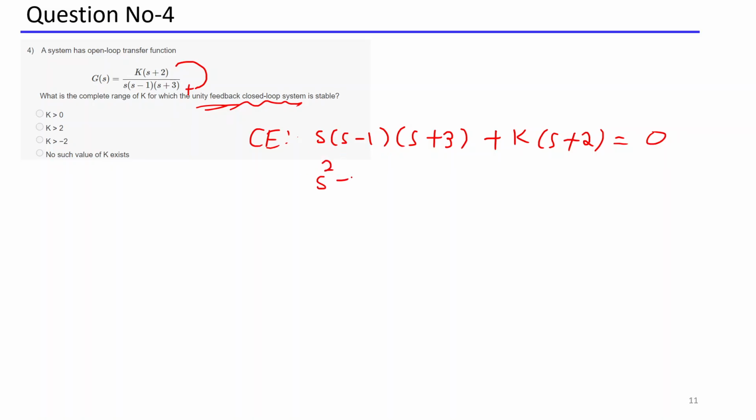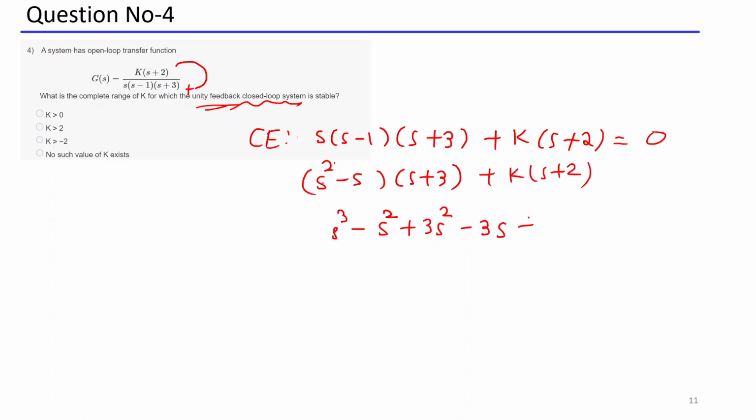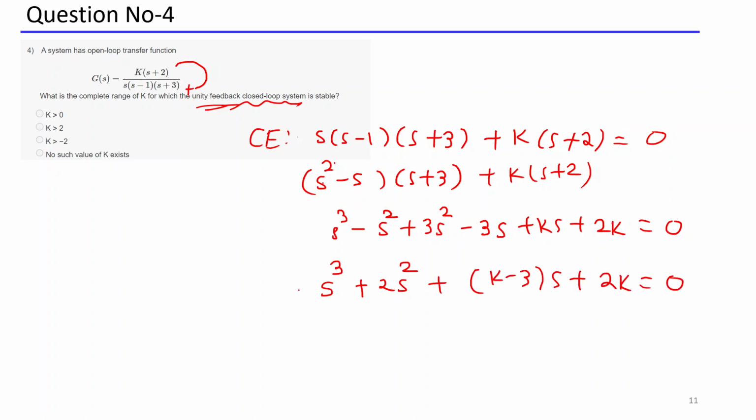Okay, this will be (s square minus s) into (s plus 3). What is this value? s square into s is s cube minus s square, plus 3s square minus 3s. Plus here k into (s plus 2), add this value: plus ks plus 2k equal to 0. Just organize it a little bit. s cube, plus 2s square, and this will be how much? (k minus 3) into s, plus 2k equal to 0. This is a third order system.